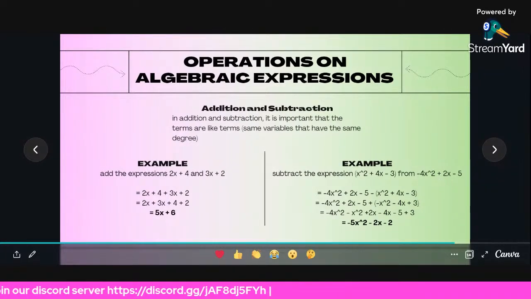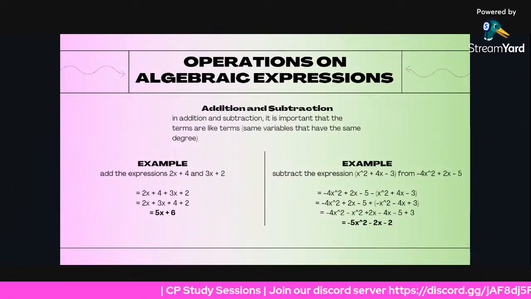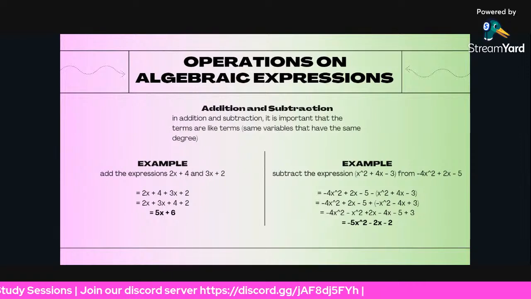So, uunahin nating isulat to sa equation. Ang kakalabasan niya kapag nire-write na natin is ito. Negative 4x squared plus 2x minus 5 minus quantity x squared plus 4x minus 3.